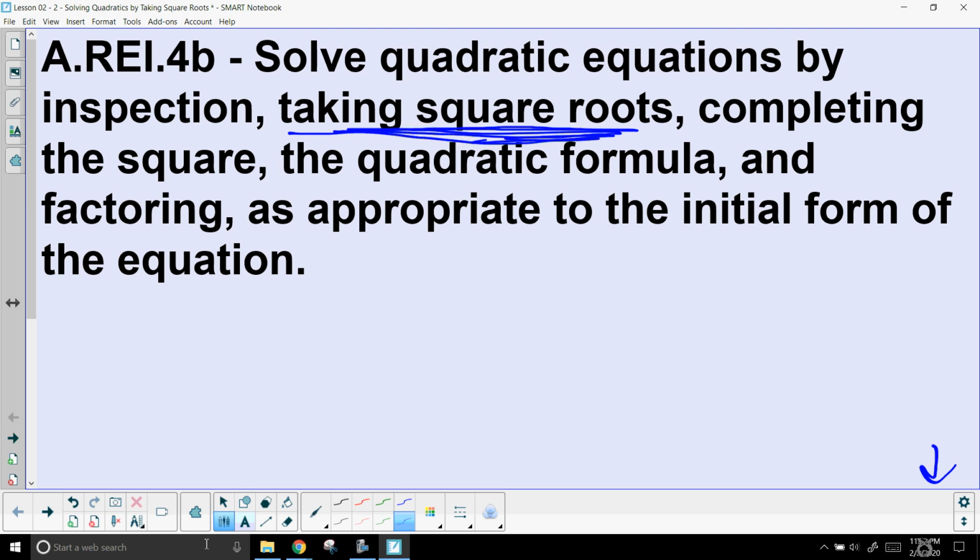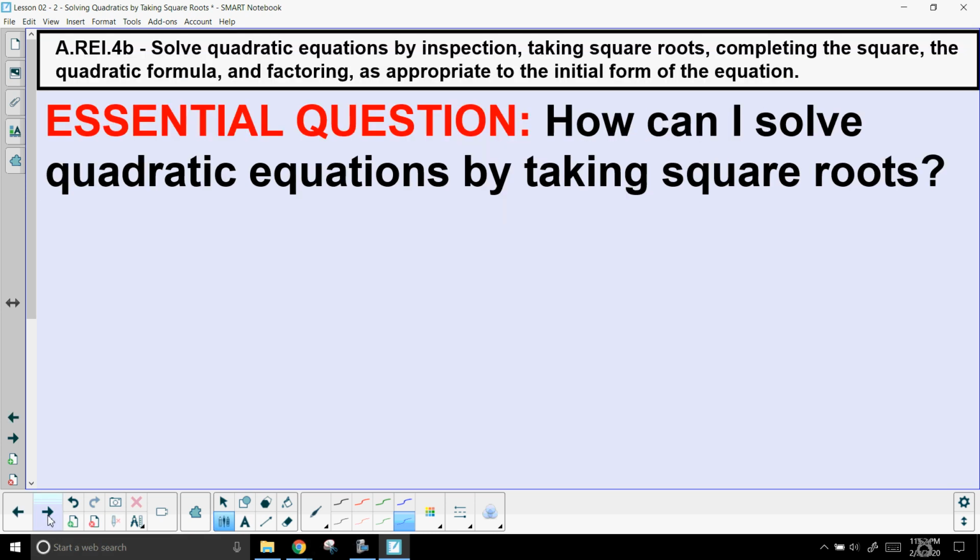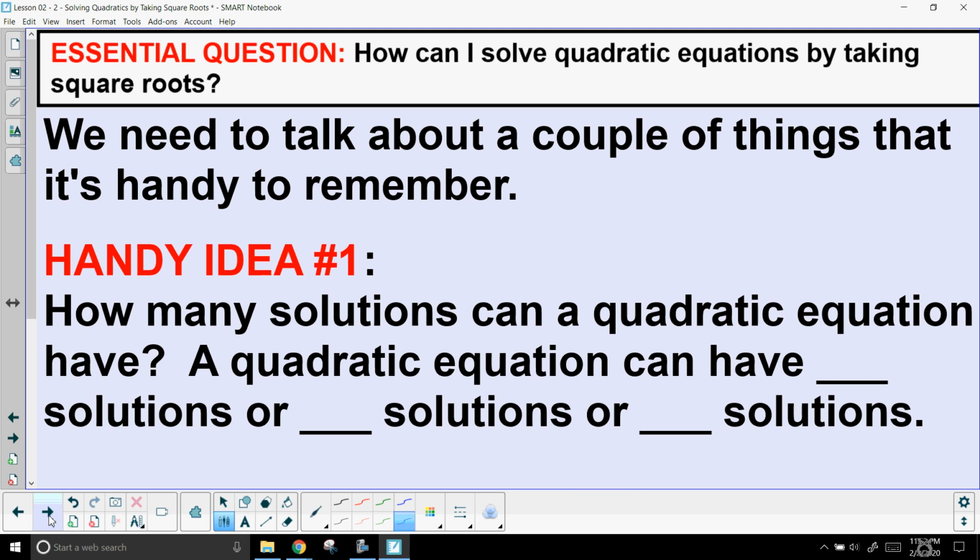That's not working. There we go. How can I solve a quadratic equation by taking the square roots? Again, a quadratic equation can have 0, 1, or 2 solutions. We discussed that in the last video. So, put a little star by this. You may want to write it down. So, pause the video.